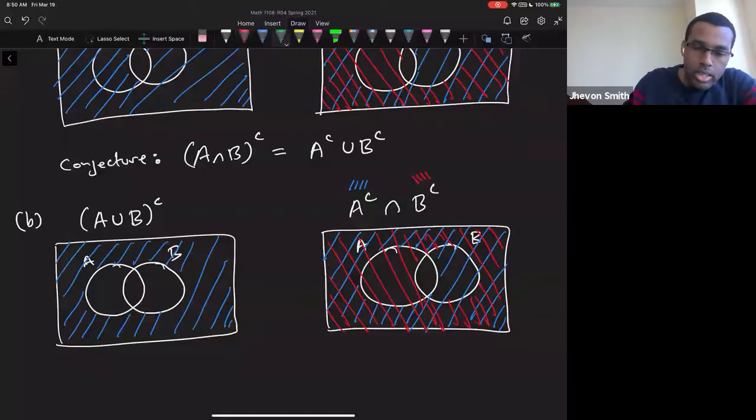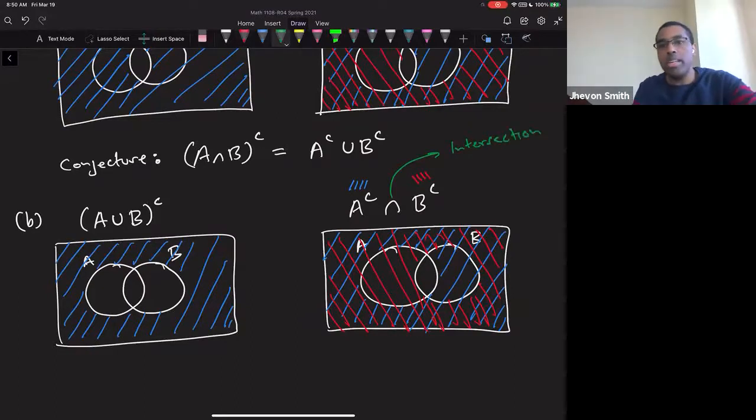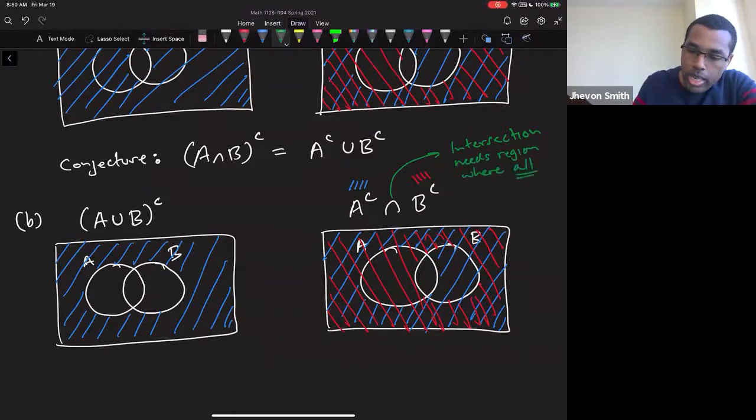Now, for the intersection, remember, intersection means everyone has to be satisfied at the same time. You have to be common to all sets. So intersection means intersection needs a region where all shadings overlap, not just any shading.